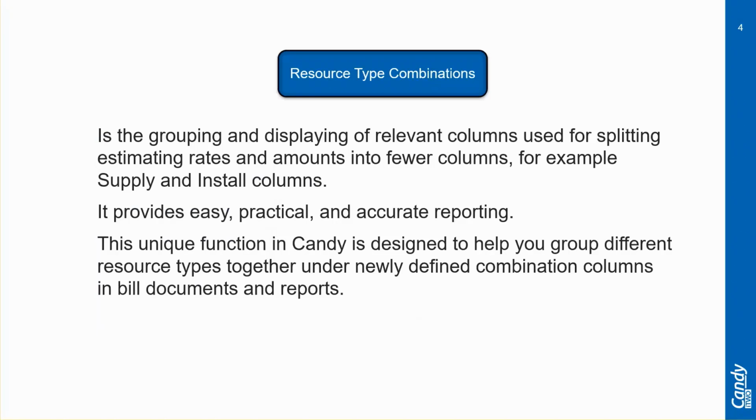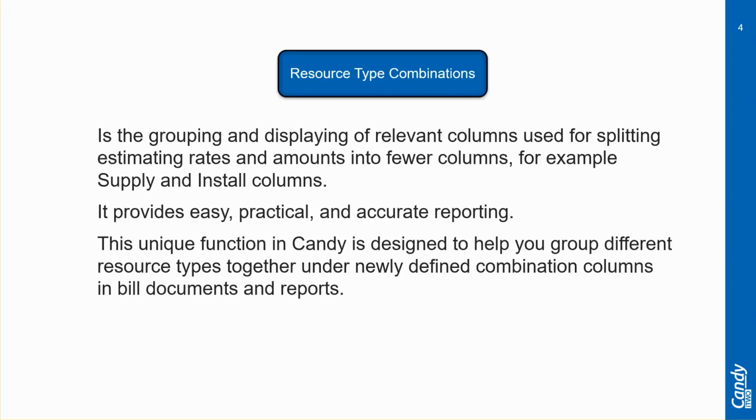Simply put, resource type combinations can be explained as the grouping and displaying of relevant columns used for splitting estimating rates and amounts into fewer columns, for example, supply and install columns. It provides easy, practical, and accurate reporting as well. This unique function in Candy is designed to help you group different resource types together under newly defined combination columns in bill documents as well as in reports.